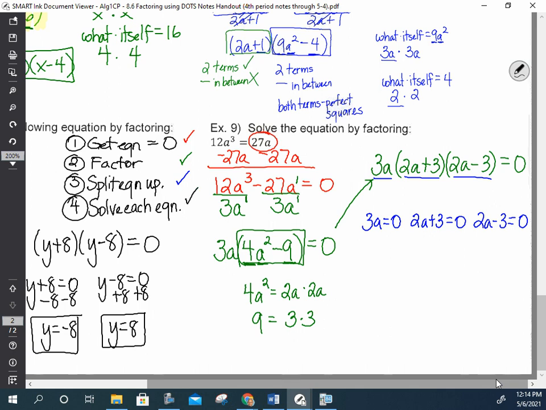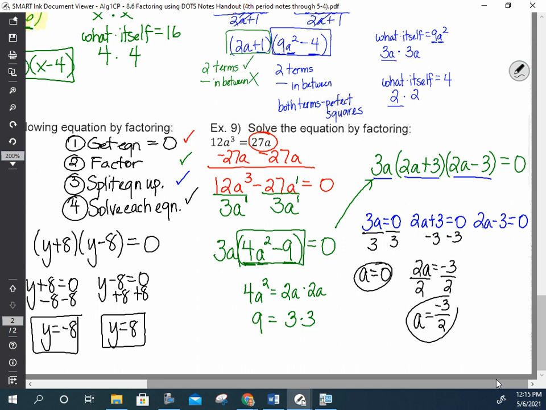So step 4 is to solve it. Each color represents each of the 4 steps. So for 3a equals 0, divide each part by 3. So a equals 0. There's one answer. 2a plus 3 equals 0. Subtract 3. And divide by 2. So a equals negative 3 over 2.